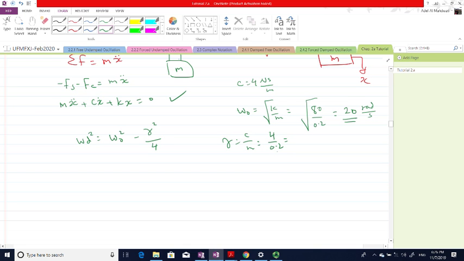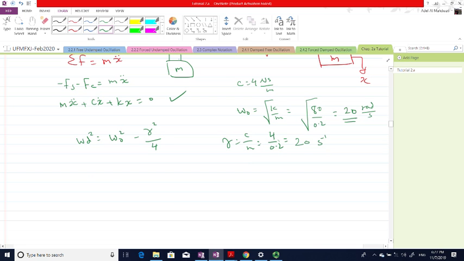No, 20. 4 divided by 0.2. How much? 20. Okay. So it'll be 20 what? Newton second per meter divided by kilogram will be 1 over second. That will be 1 over second, second to the power minus 1, okay?